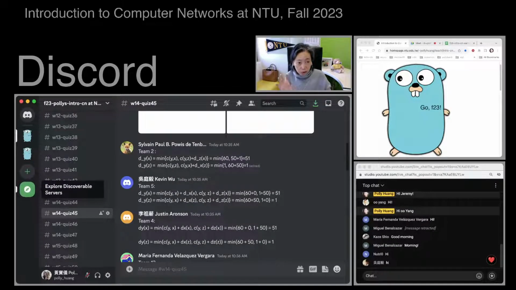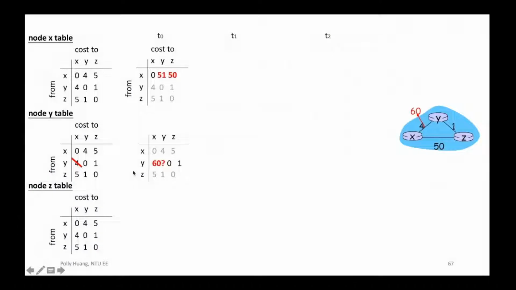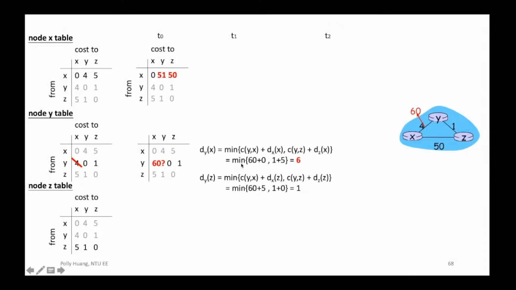You know what? No worries. Observe how Polly derives y's table at t0, dy. Okay, again, let me put up the solution first. So dyx, the first entry here, you thought it should be 60, obviously.